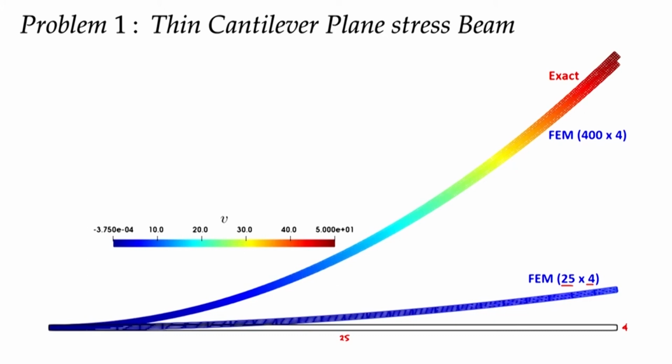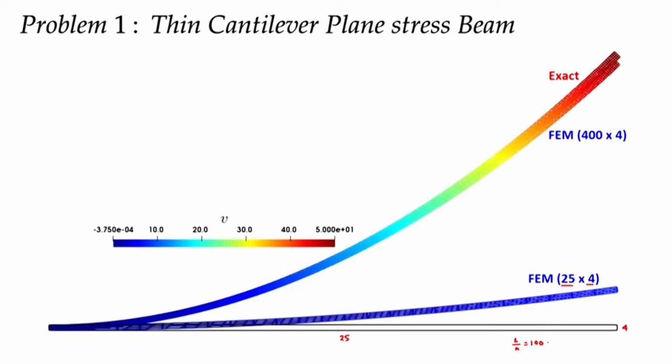Now, this beam is actually, as we know, an L by H ratio of 100. So, it is a really thin beam. Now, you can see that the performance of the standard quadrilateral in the coarse mesh is very bad, and it is not acceptable as a solution for our purpose.